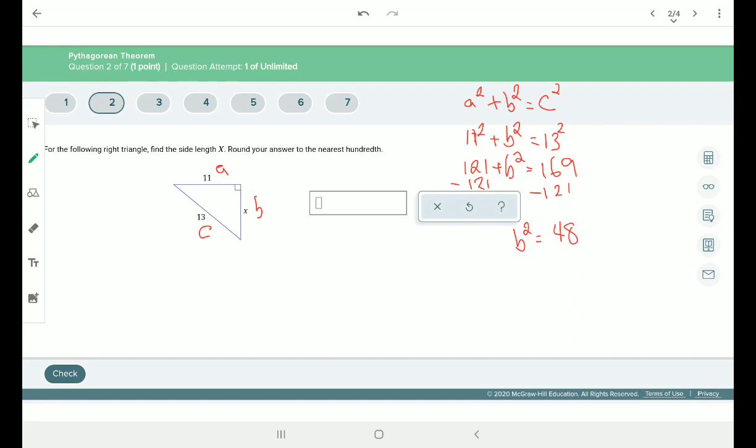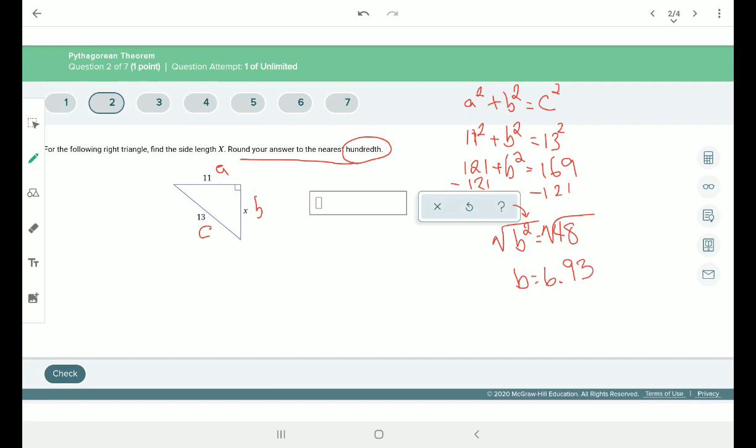Okay, 48 is not my final answer because I have this exponent of 2. And remember, how do we get rid of the exponent of 2? Well, we take the square root. And we have to do that on both sides. So I get b equals, and then if I take the square root of 48, it's going to be a really long decimal. So now that's where I have to go back to the directions that say round my answer to the nearest hundredth. That's the key right there, hundredth, right? So if I round this to the nearest hundredth, that's going to be 6.2.